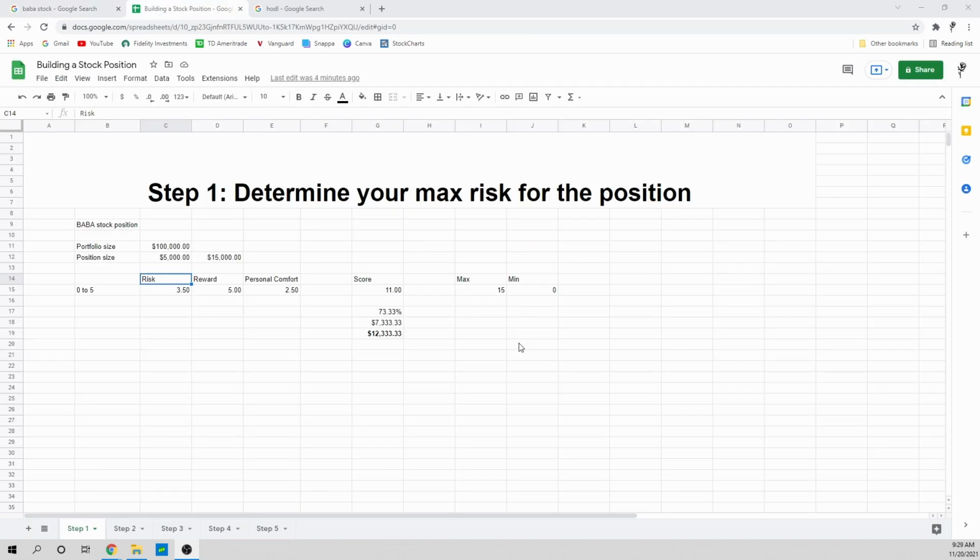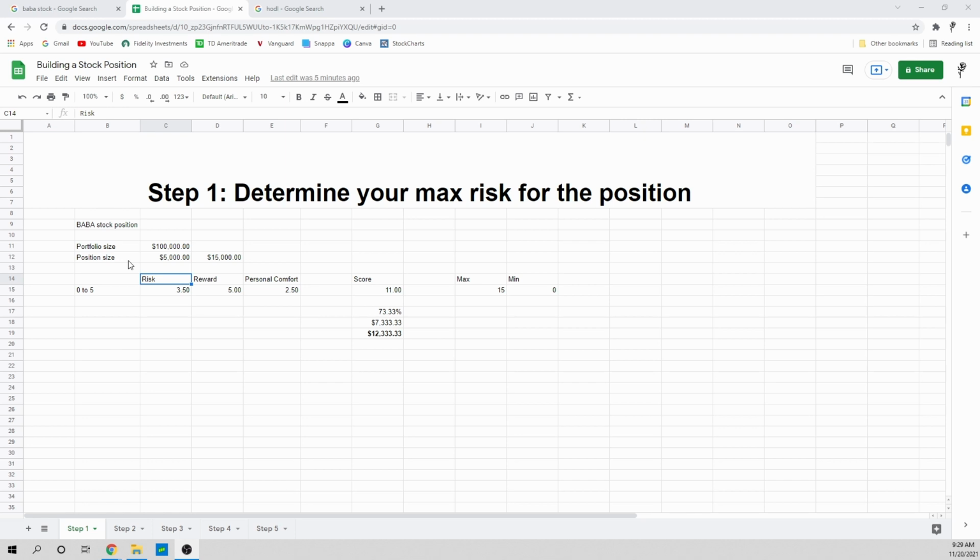So the first thing you need to do when you're building out a position is determine the max risk that you can have, that you're comfortable with for that position. So in this example, we're looking at Alibaba stock. I am going to say that we have a $100,000 portfolio, and the consensus around positions is 10 to 25 positions.